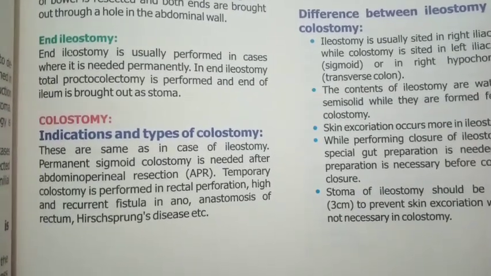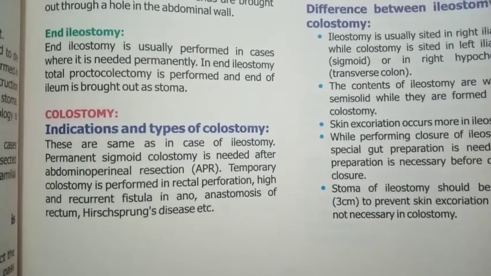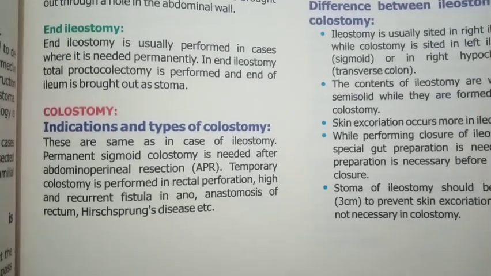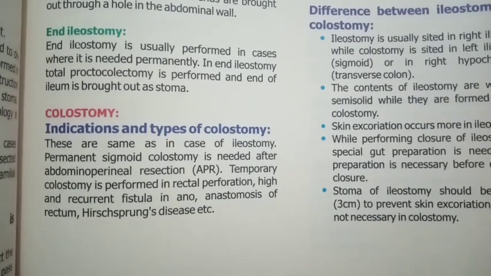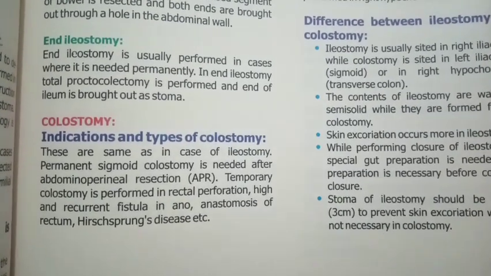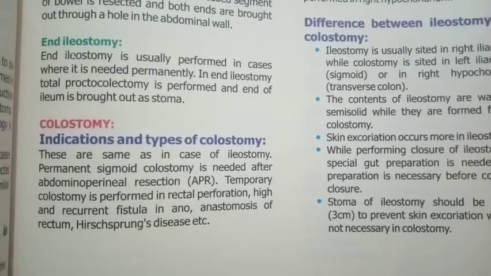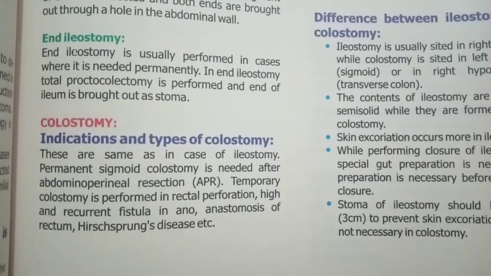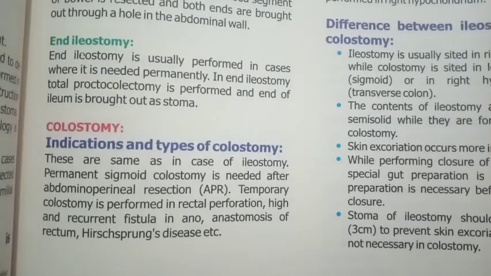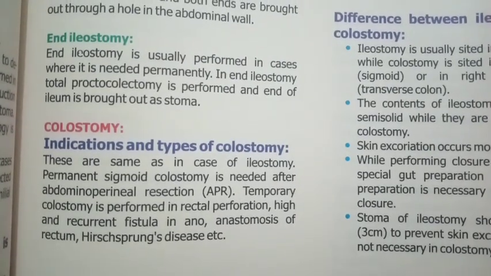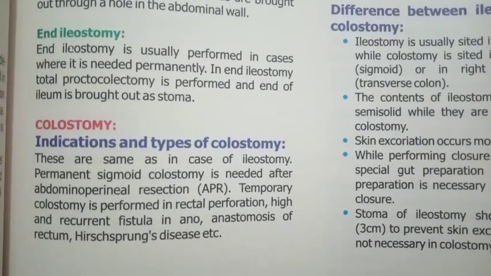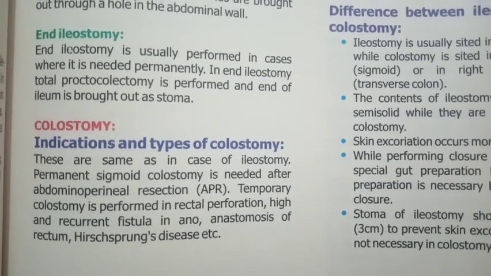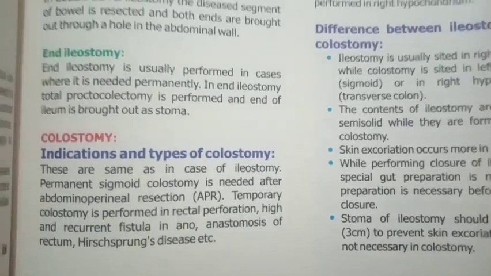Colostomy indications and types of colostomy are the same as in the case of ileostomy. Permanent sigmoid colostomy is needed after abdominoperineal resection, APR, and temporary colostomy is performed in rectal perforation, high and recurrent fistula in anastomosis of the rectum, and Hirschsprung disease, etc.